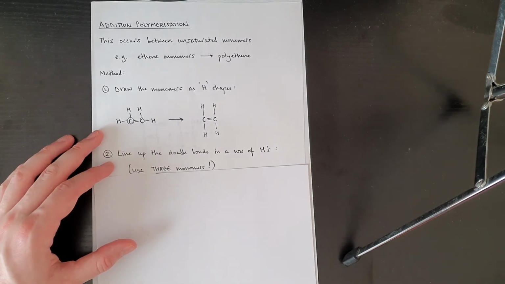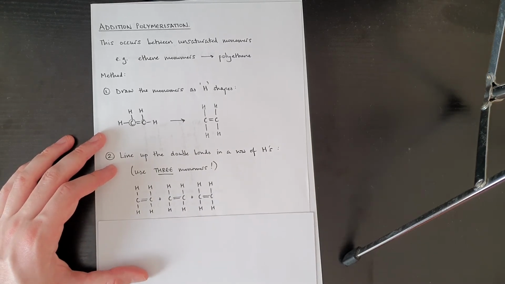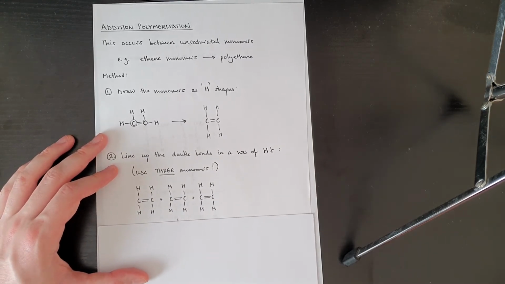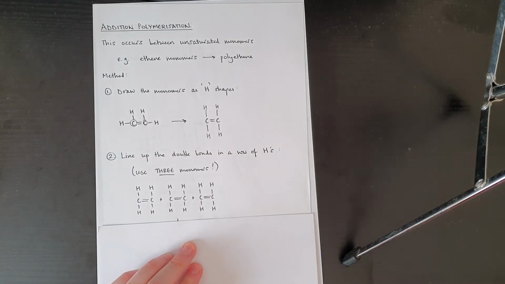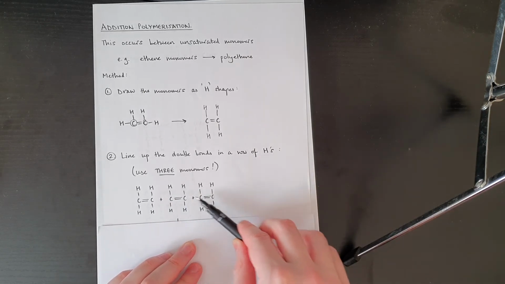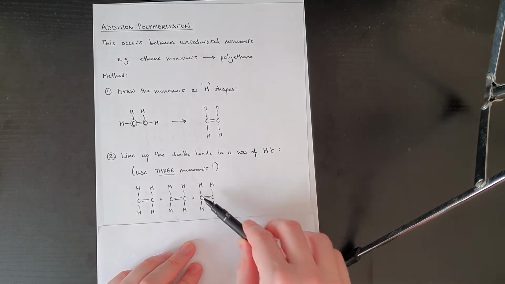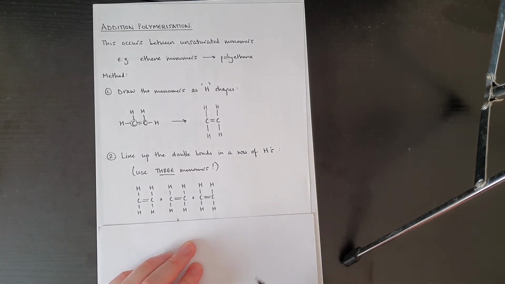Well, what we want to do next is line up the double bonds in a row of these H shapes. And we always want to use 3 monomers to show how they are going to form a polymer. So if we draw them all out like this and just repeat the units, repeat the monomers, and add a little plus sign in between, we are showing that these monomers are going to react. They're going to add on to each other, which is why it's a form of addition reaction.